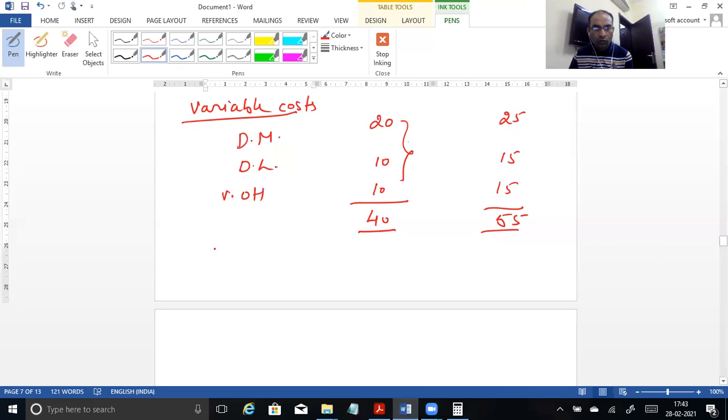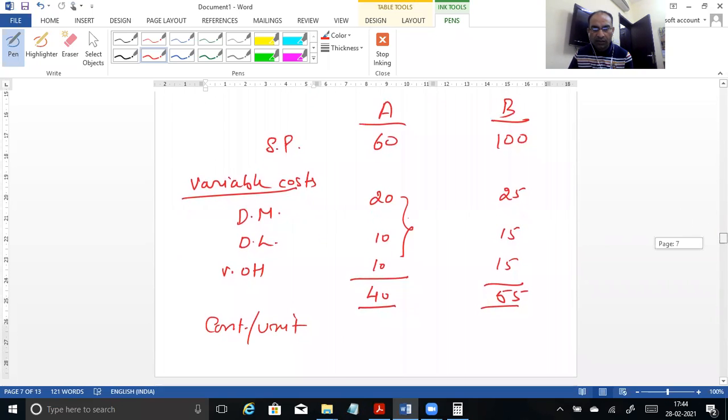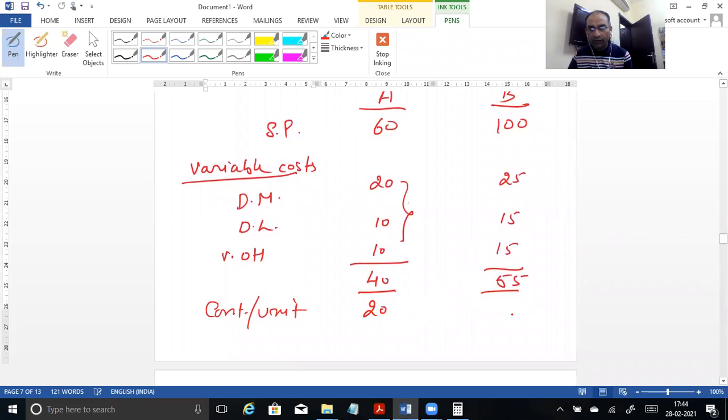So how much contribution are we getting here? Contribution per unit: you can see here, the selling price was 60 minus 40, 20. Here we are getting 100 minus 55, 45, right? So as you can see, we are having more contribution here in product B. So obviously product B is more profitable. Now here there is no question of key factor. Otherwise we have to check.